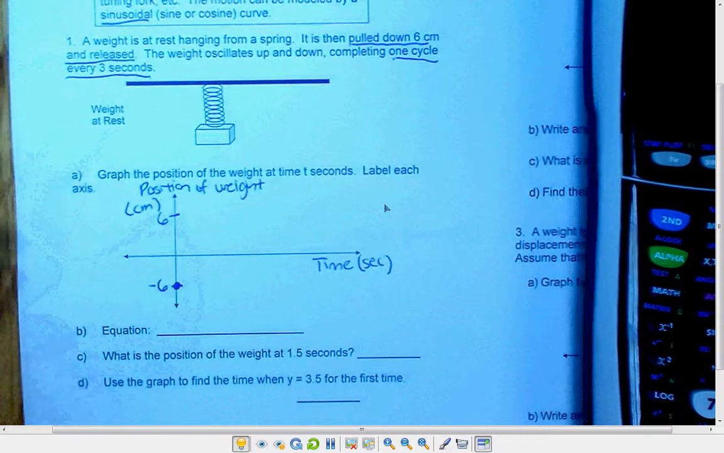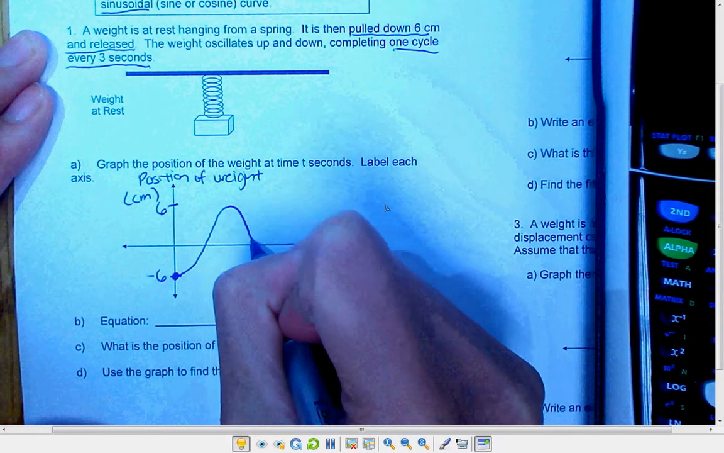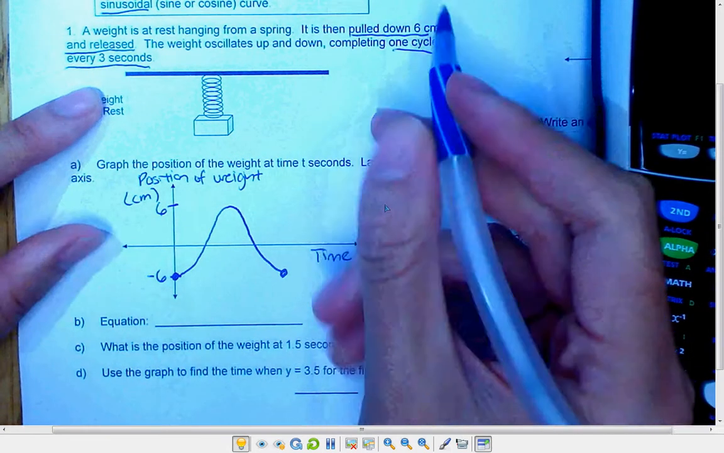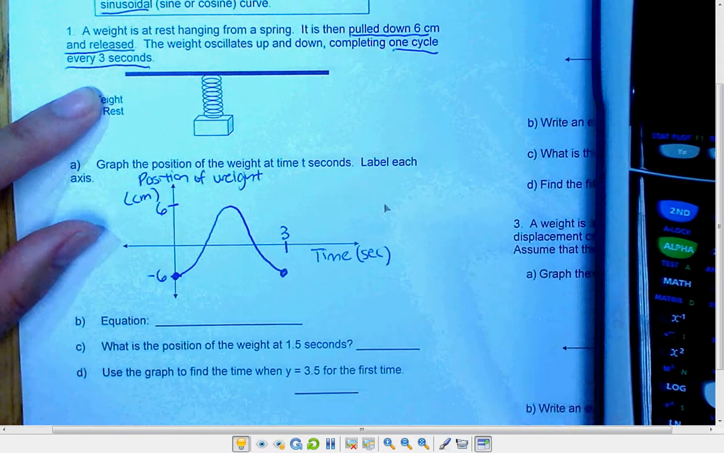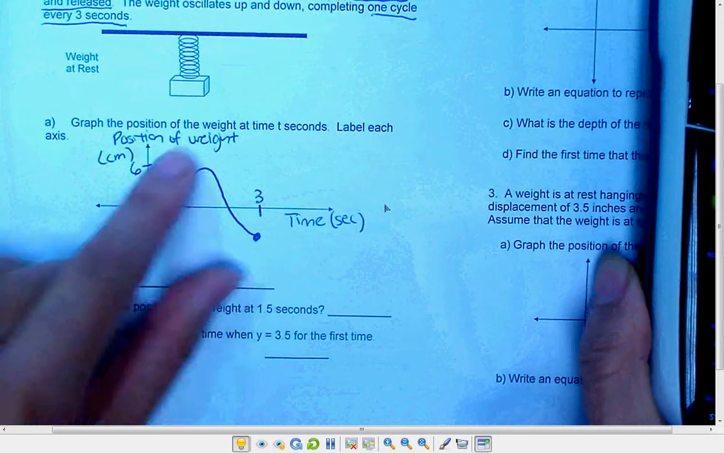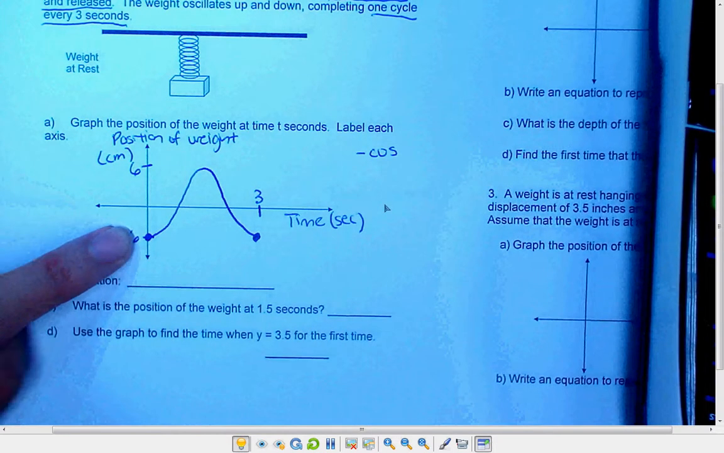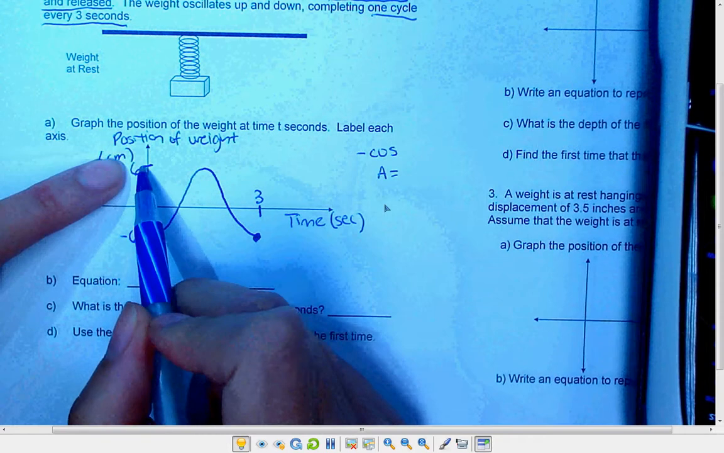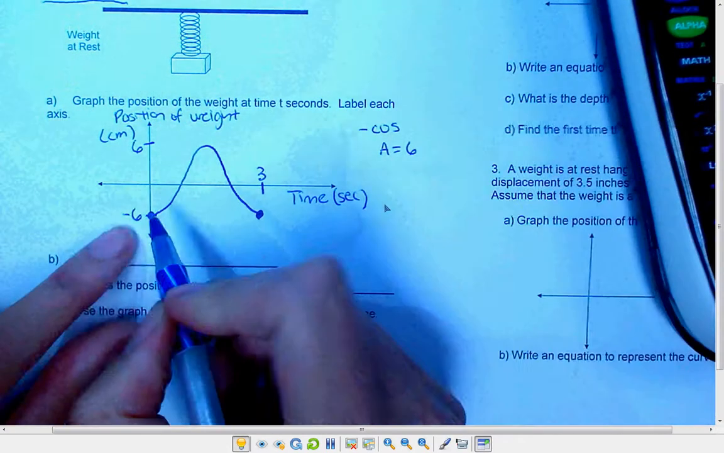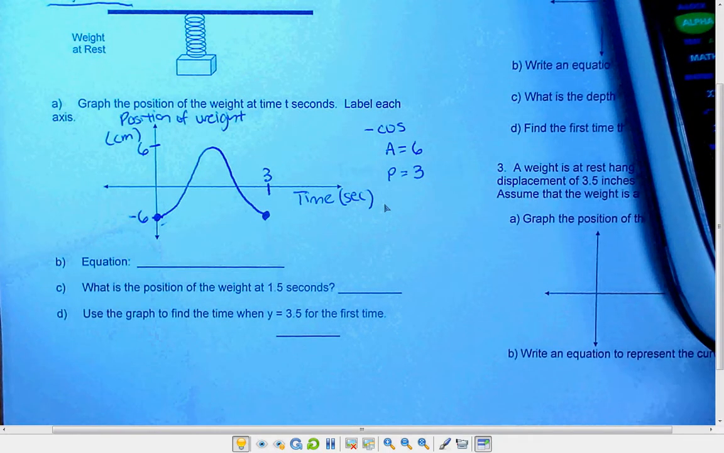So this is telling us our amplitude. If it starts down here, it's going to go up and then back down. This is going to be one complete cycle, right? And we know that one complete cycle is 3 seconds. Looking at this, we can already tell it starts at the bottom, and this is one cycle. So this is clearly a negative cosine function because it's starting down here. It goes up and down to 6, so our amplitude is 6. Our period from here to here is 3, but we still need to find b.